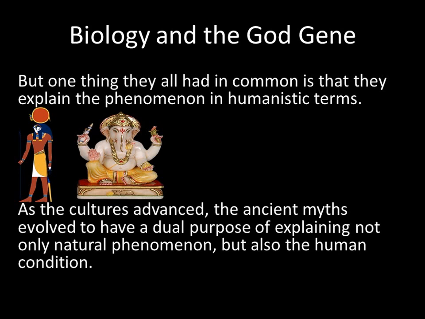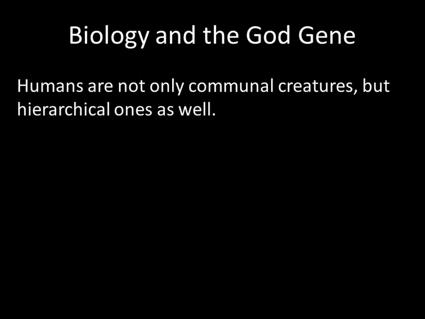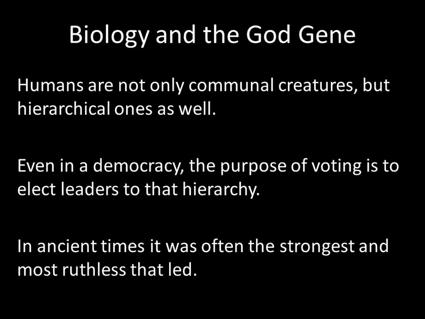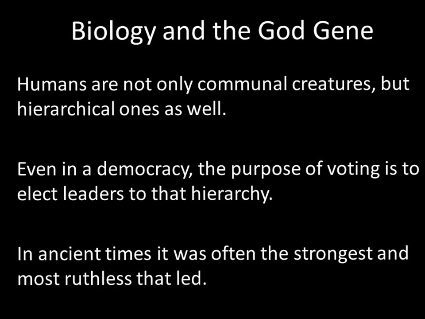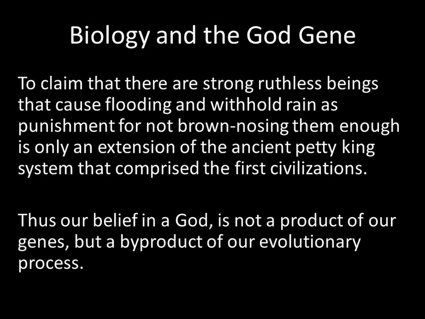As the cultures advanced, the ancient myths evolved to have a dual purpose of explaining not only natural phenomena, but also the human condition. Humans are not only communal creatures, but hierarchical ones as well. Even in a democracy, the purpose of voting is to elect leaders to that hierarchy. In ancient times it was often the strongest and most ruthless that led. To claim that there are strong ruthless beings that cause flooding and withhold rain as punishment for not brown-nosing them enough, is only an extension of the ancient petty king system that comprised the first civilizations. Thus our belief in a God is not a product of our genes, but a byproduct of our evolutionary process.